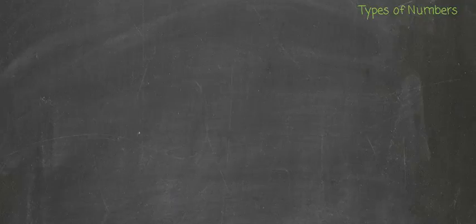If I asked you to identify three types of numbers, you may say something like 1, 2, 3. That would be three types of numbers. In fact, these are not different types. These are the same type of number. They happen to be different values, but they're not different types. So let's look at four of the different types of numbers that we will work with in algebra.